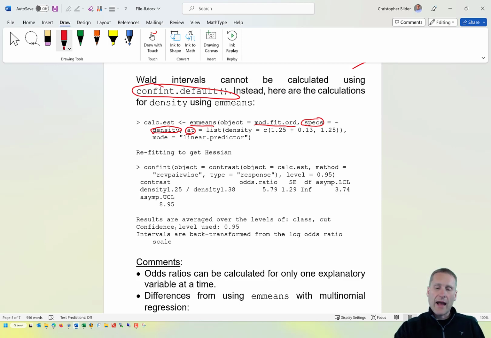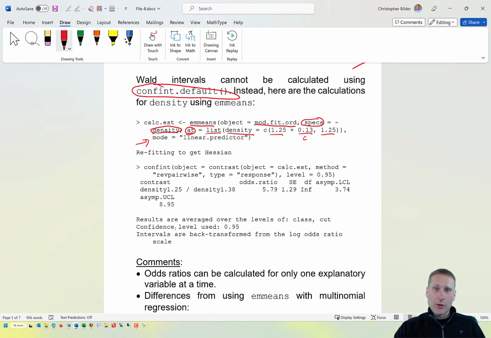And so for at, I have list density equals 1.25 plus 0.13. That's like my c value. And then I have 1.25 again. I could have done something else other than 1.25. Again, as we've seen before, the key is I need to have that c value of 0.13 there. And then there's an argument that we've seen before called mode, but unfortunately the argument values are different from what we've seen.